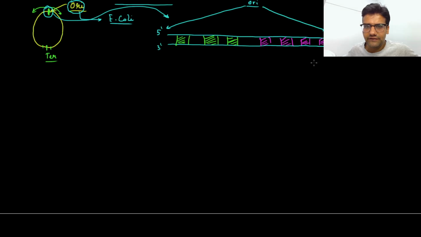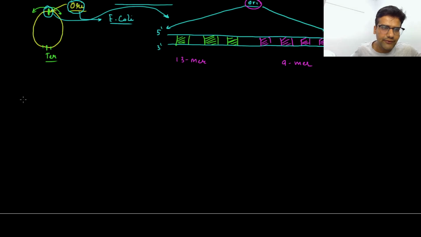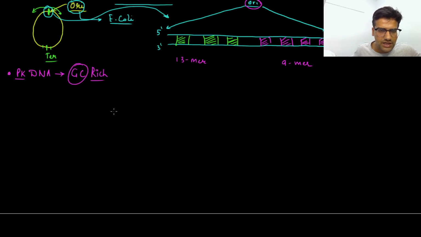Let us say this green part here is what we call 13 Mer sequences, and this pink part here is what we call 9 Mer sequences. This ori region, if we talk about a prokaryotic DNA, is basically GC rich. GC rich DNA means that most of the DNA contains a larger amount of G and C, because it provides stability.